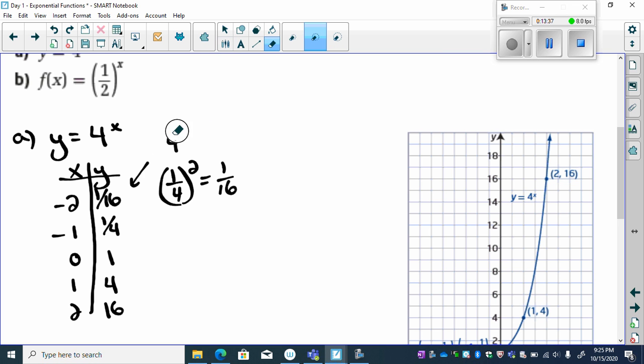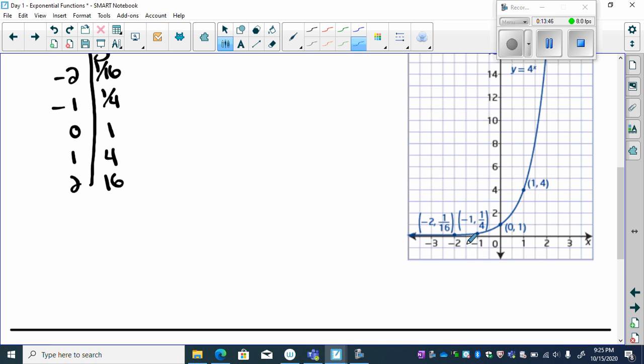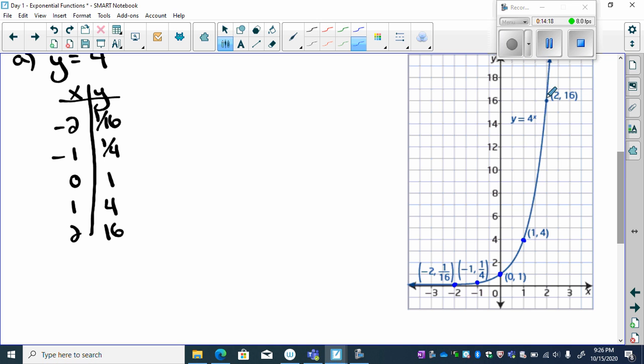So those are my points. And here's how we plot them. Okay? -2, 1/16. That would be 2 to the left, and look, it's up a 1/16 of a block. Okay, it's just above the x-axis. -1, 1/4, that's 1 to the left, and up 1/4 of a block, or 0.25. 0, 1, that means don't go left or right, just go up 1. 1 right, up 4, and then 2 right, up 16.